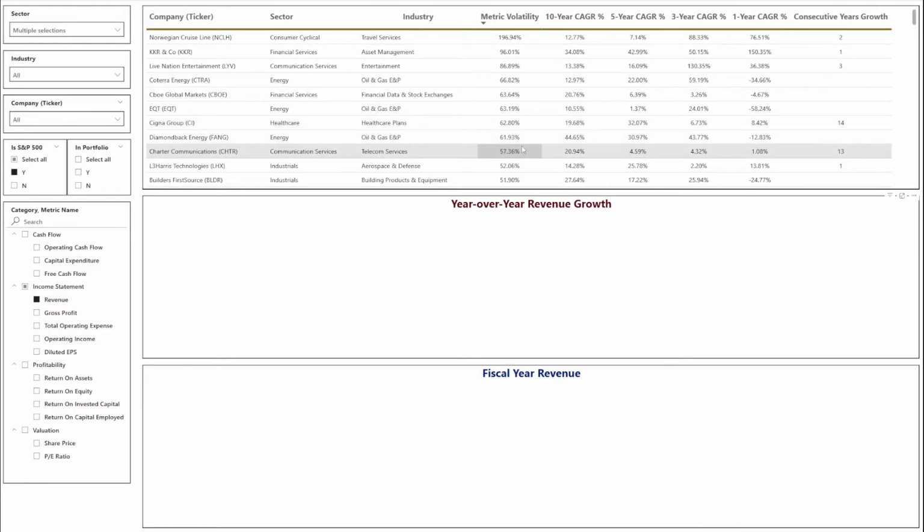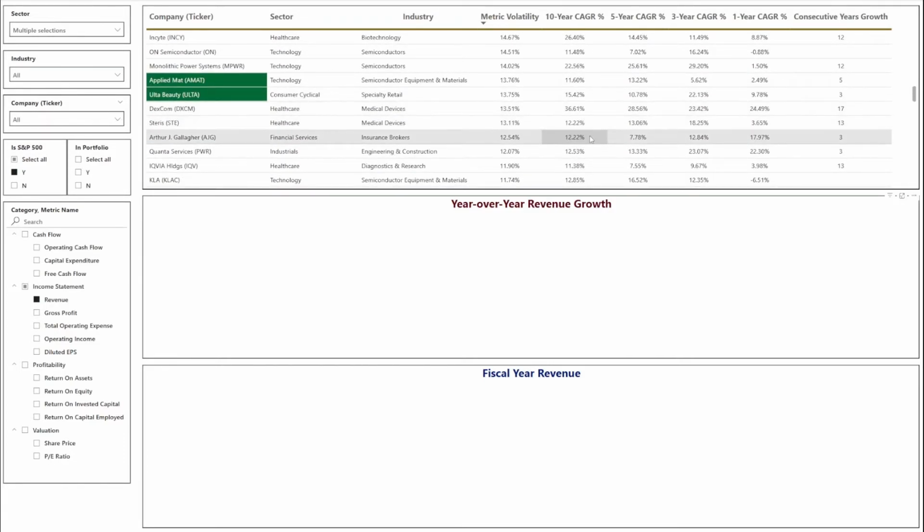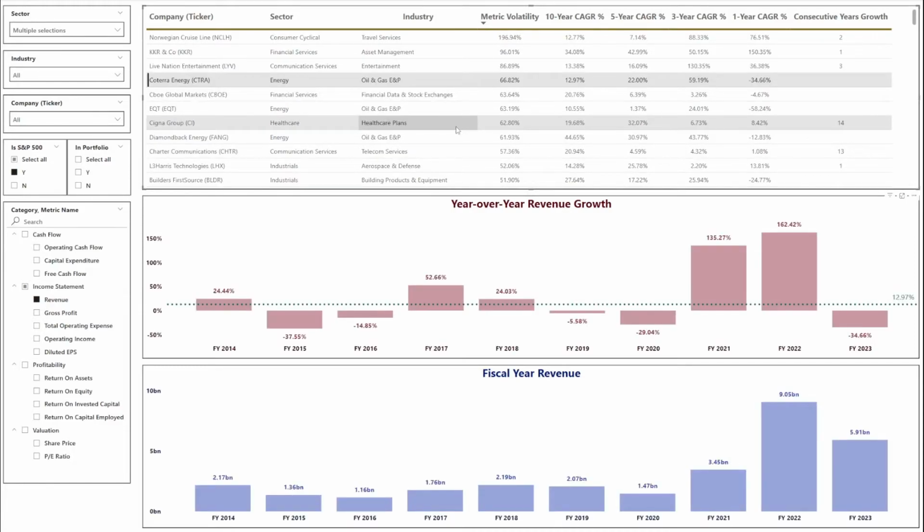What are we looking at here? I have a chart here, and one of these columns is metric volatility. Currently, the metric I'm looking at is revenue. And I have it filtered for the S&P 500 businesses, and the 10-year CAGR percent, or the growth rate for revenue over the last 10 years, is above 10%. So all of these businesses achieved above a 10% growth rate for their CAGR. So what is this metric volatility?